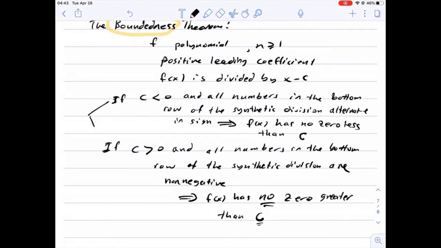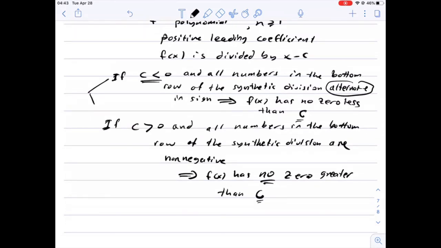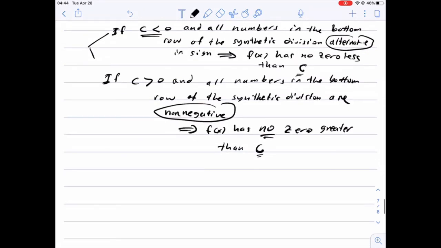For example, if c is less than 0 and all numbers in the last row of that synthetic division table alternate in sign, here this is the keyword, then that gives us the lower bound of zeros. If c is greater than 0 and all values are non-negative, then we don't have a zero greater than c, so that means upper bound.